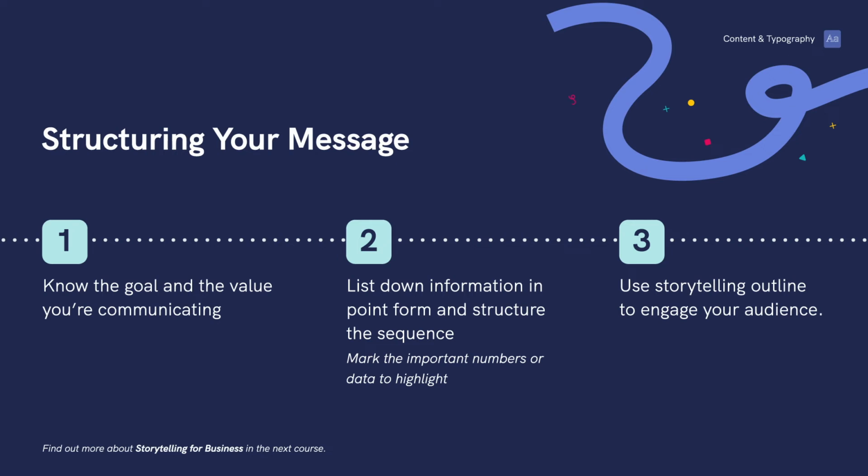So, how do we structure this message? Here are some tips. Number 1, know your goal or the central idea, value, or meaning that you do want to communicate. Number 2, list down any important information in point form so that you have an overview and understand the big picture. Make each point short and concise. Also, mark important numbers or information that you would like to highlight. Number 3, use storytelling outline to keep your audience engaged.